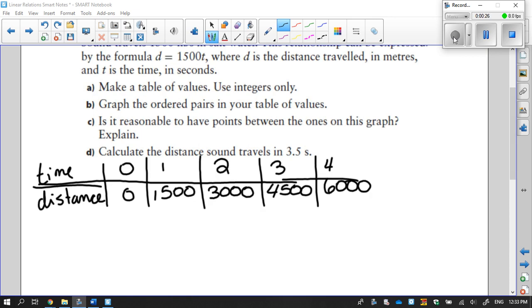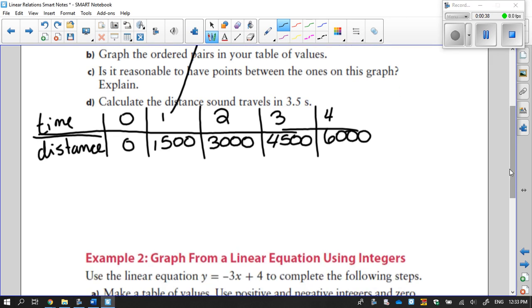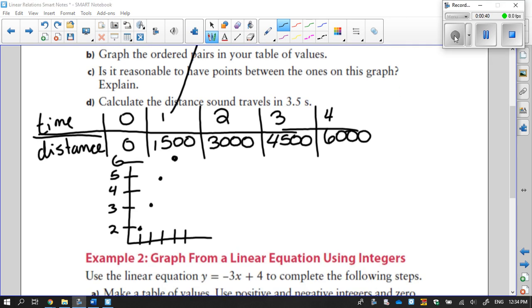Okay, so we have our table of values now with time and distance. This was created just by plugging this into here. So now we need to graph the ordered pairs. Okay, and then graph, we can see that this is distance in meters per 1,000. So I could kind of shrink the graph a little bit.